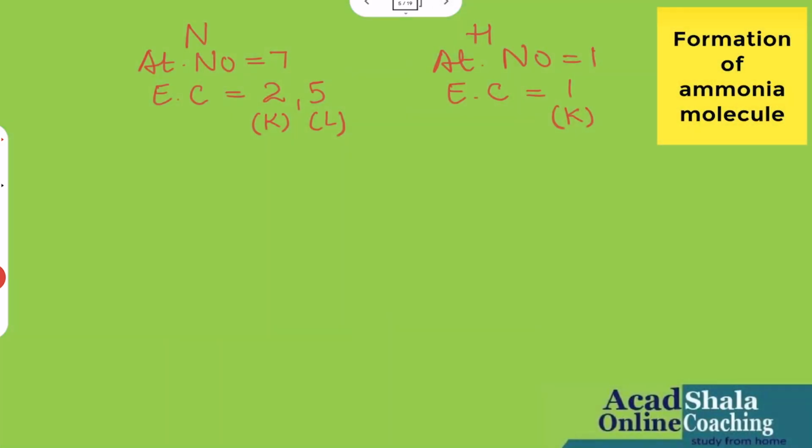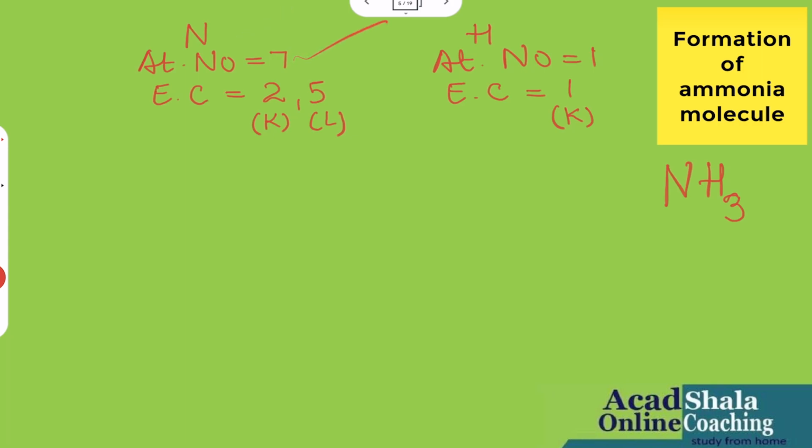Next, formation of ammonia molecule. What is the formula, children? Please tell me. 1 minute I'm giving. Hurry up. Yes, it is NH3. Correct, children? Okay. Now again the same thing.